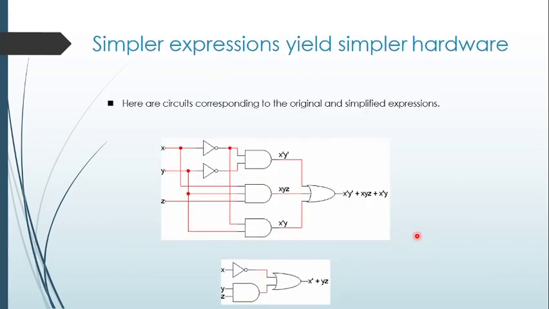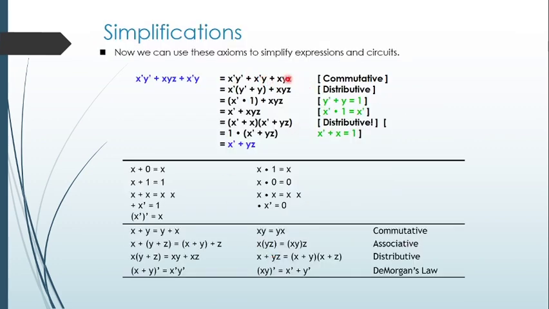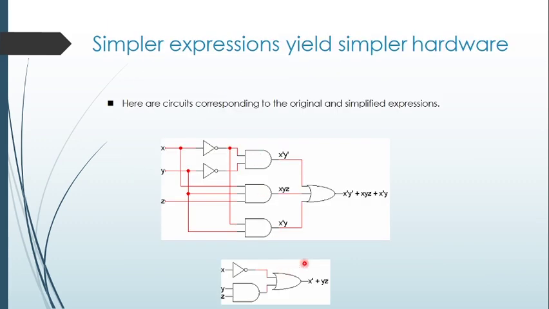Simple expression yields simpler hardware. The circuit x bar y bar plus x y z plus x bar x prime y is actually the same circuit as x bar plus y x prime plus y. So this is the simplified version. How did we simplify it? We simply used the commutative property first, then the distributive property, and then this simple property to get this expression. Finally, this whole three term expression is simplified into this expression where we just need three gates here instead of 1, 2, 3, 4, 5, 6 gates.